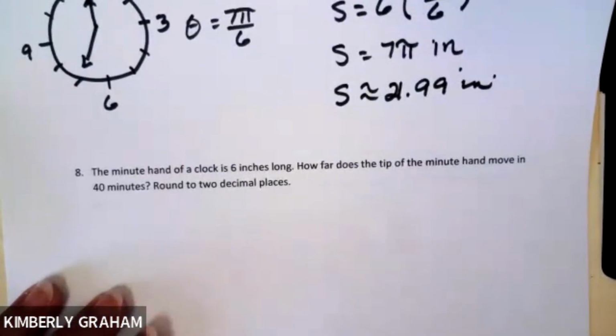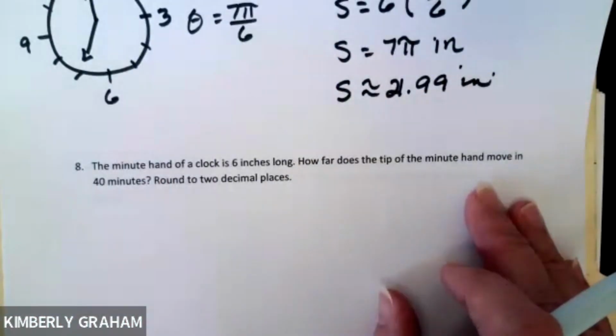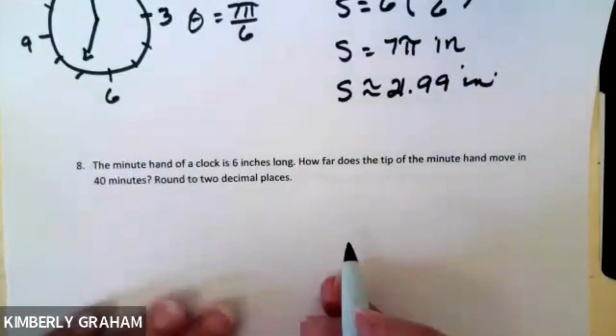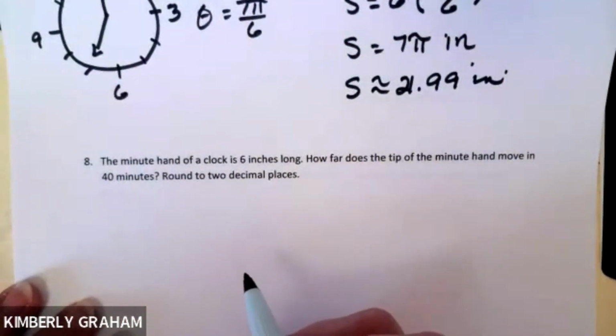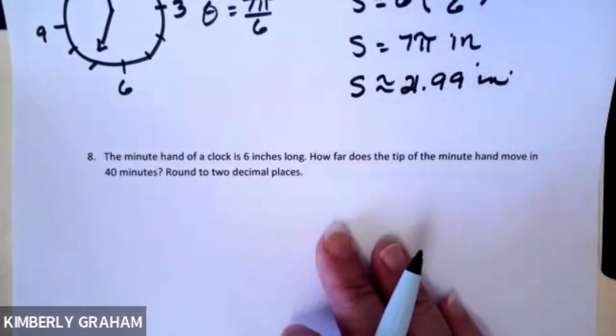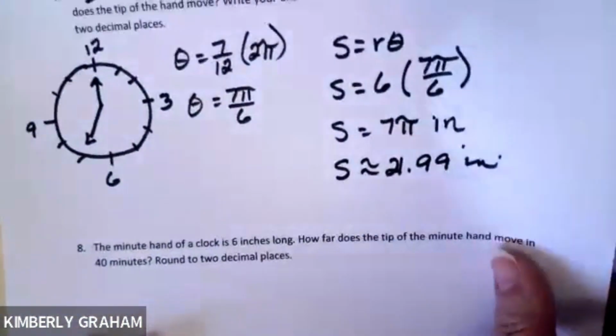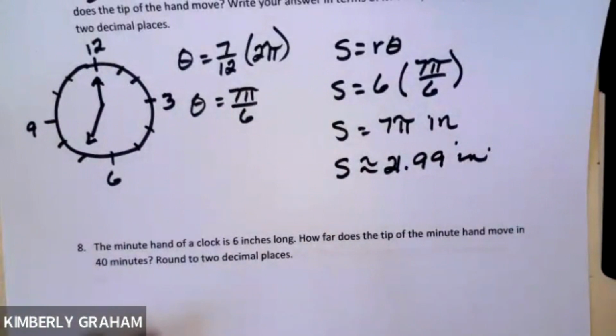Right. Problem 8, the minute hand of a clock is 6 inches long. How far does the tip of the minute hand move in 40 minutes and round to 2 decimal places? So I could think about this 40 minutes as being 40/60ths of a circle or 8/12 of a circle. We saw that same problem earlier.